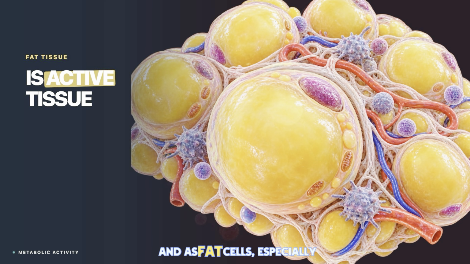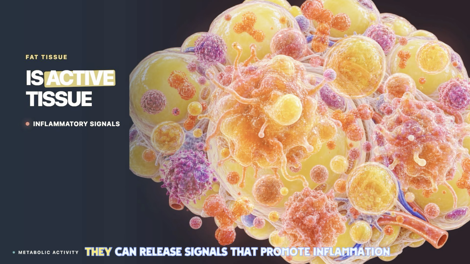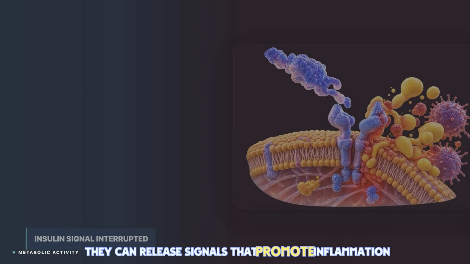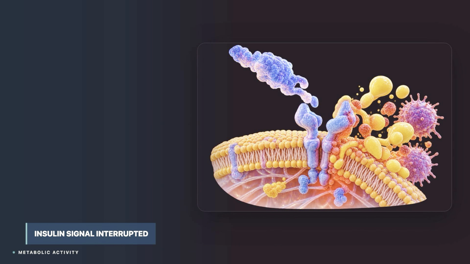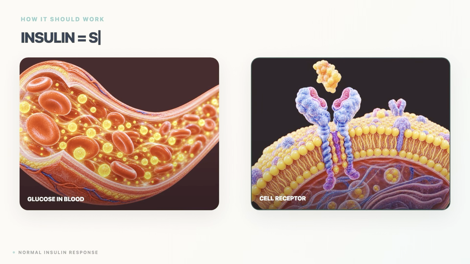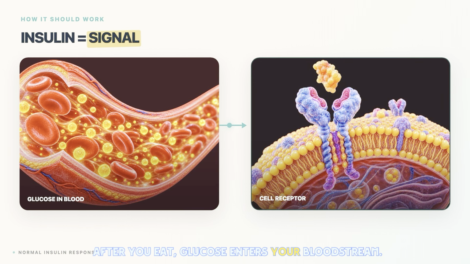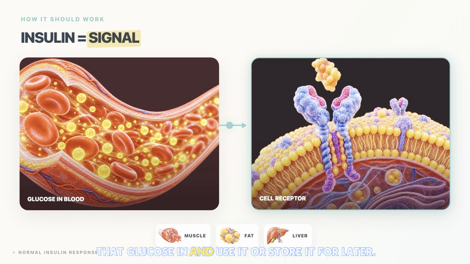And as fat cells, especially those around the abdomen, become larger, they can release signals that promote inflammation and interfere with the way your body handles insulin. Normally, insulin acts like a key. After you eat, glucose enters your bloodstream. Insulin tells muscle, fat, and liver cells to take that glucose in and use it or store it for later.